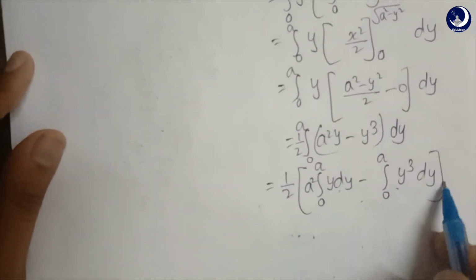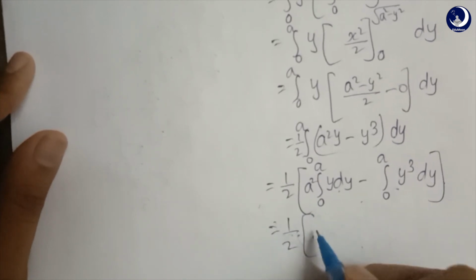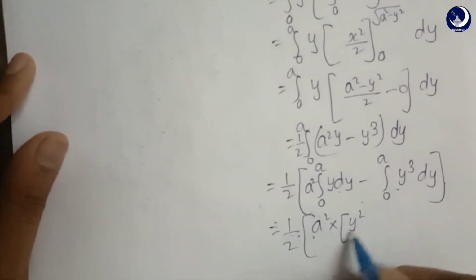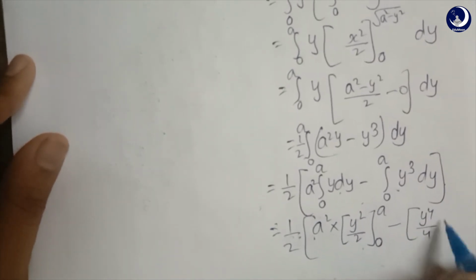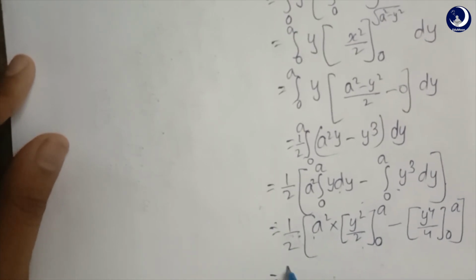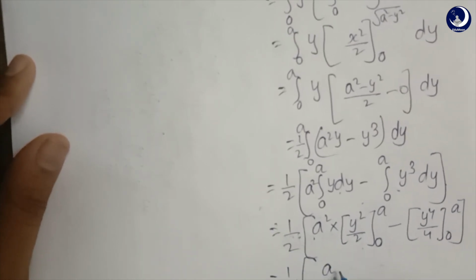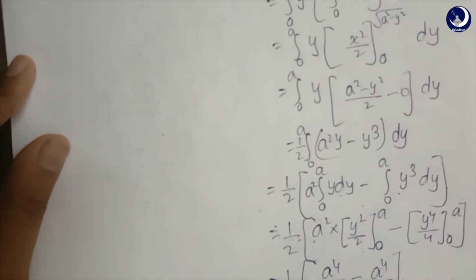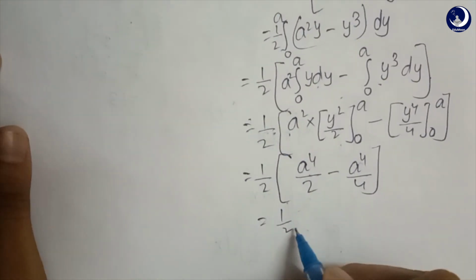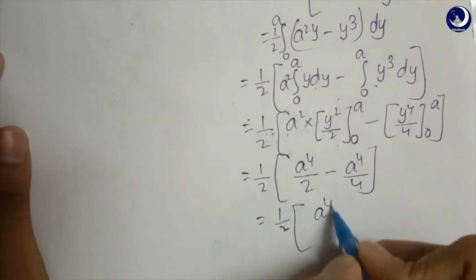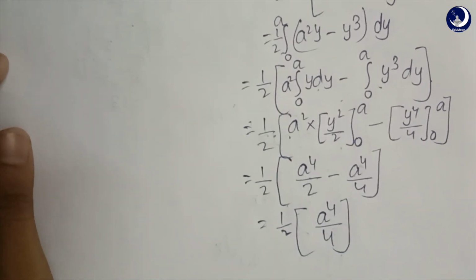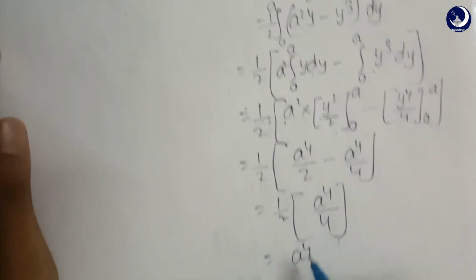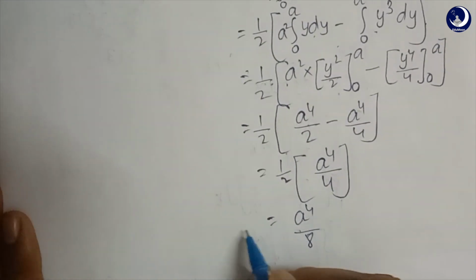So now we integrate the y function: a square into y square by 2, 0 to a, minus y power 4 by 4, 0 to a. 1 by 2 into a power 4 by 2 minus a power 4 by 4. By taking the LCM we get a power 4 by 4. So after this, a power 4 by 8. This is the required area.